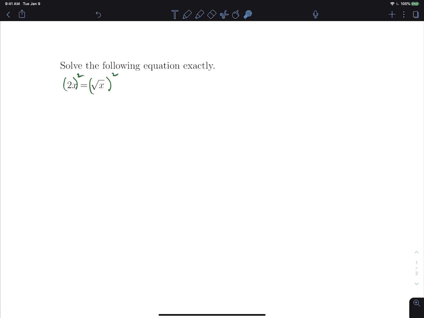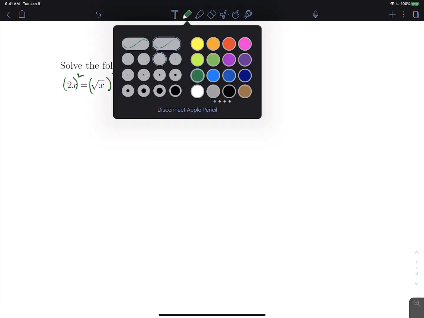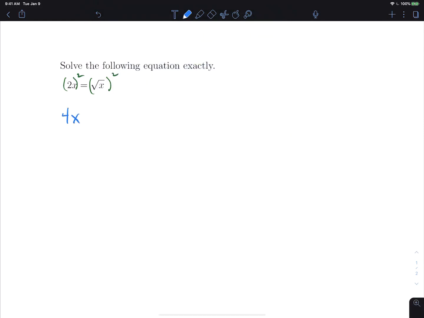And a lot of people forget to do this correctly, so let's go ahead and square the 2 as well as the x. So the left-hand side is going to become 4x squared is equal to, and on the right-hand side we just have x. And this is just a polynomial equation, so I need to get all x's on one side by subtracting x from both sides, making this 4x squared minus x equals 0.